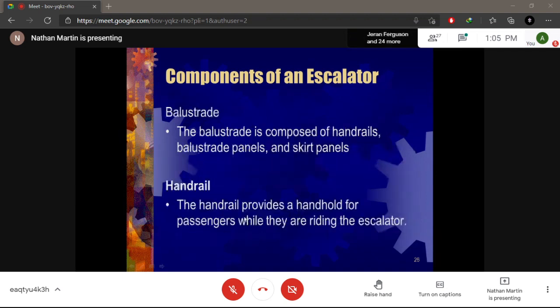We have a balustrade. The balustrade is composed of handrails, balustrade panels, and skirt panels, right? And you have your handrail. The handrail really provides a handhold for passengers while they are riding the escalators. However, not all persons tend to use the handrail, right? But you're advised to do so because of safety reasons.